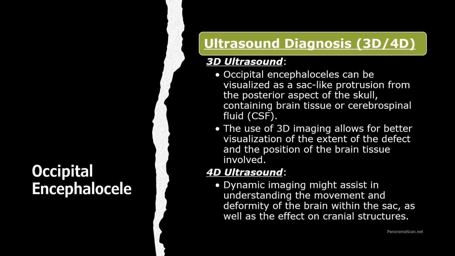Meanwhile, 4D ultrasound introduces the elements of dynamic imaging. This enables us to observe the movement and behavior of the brain within the sac in real time. It also provides insights into any deformities and their interaction with adjacent cranial structures. Both together, 3D and 4D ultrasound give us a comprehensive understanding of the anomaly, aiding in accurate diagnosis, prognosis, and planning for intervention when necessary.